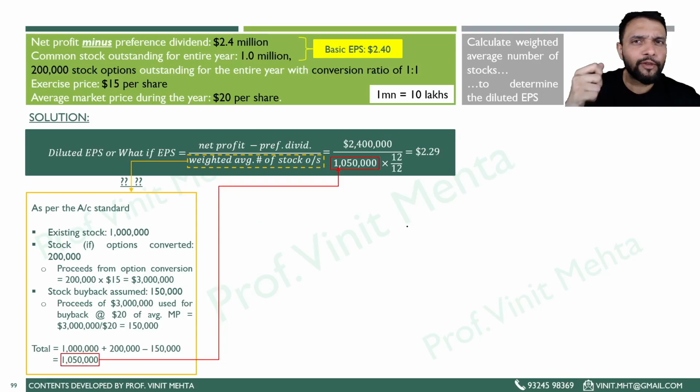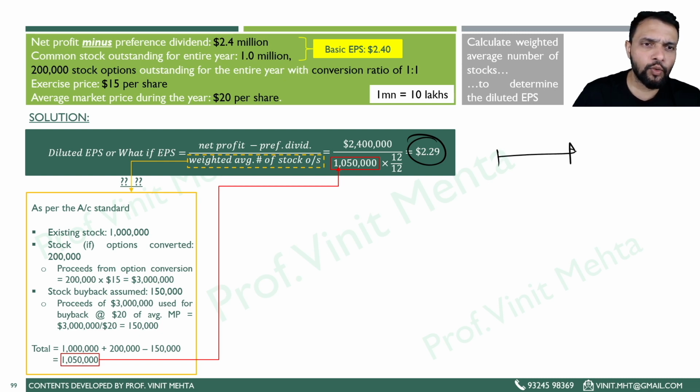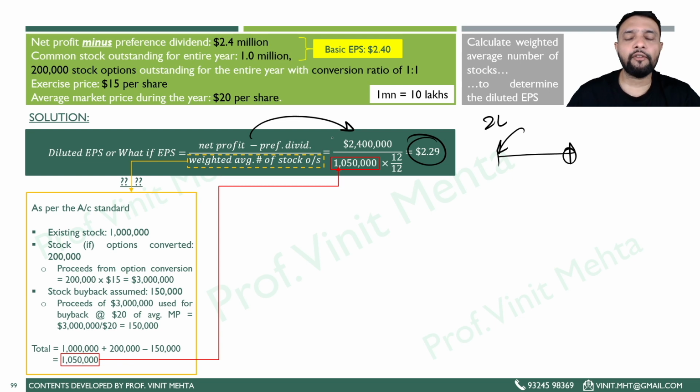In this example of stock options, the diluted EPS of $2.29 was calculated as per the method suggested by the accounting standard. The accounting standard suggests that we calculate the diluted EPS towards the end of the year and ask ourselves what would have been the EPS. In this case, what would have been the EPS if 2 lakh stock options were converted at the start of the year? Well, in that case, your numerator, which is net profit after preference dividend, 24 lakhs, would have stayed the same. This information is given to us.